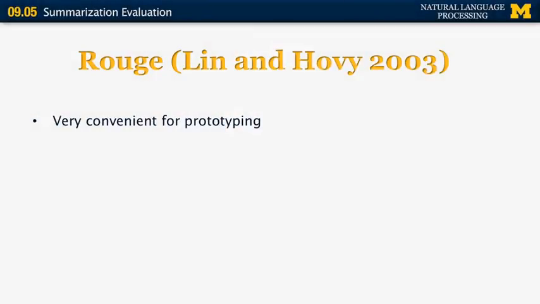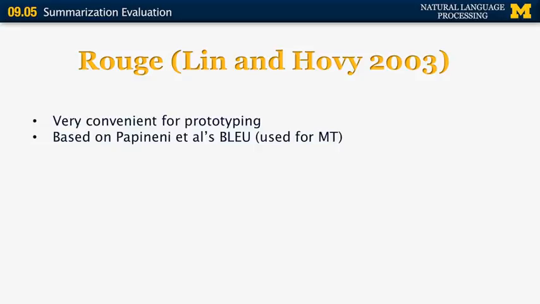So another technique used in summary evaluation is Rouge. Rouge was introduced by Chin-Yew Lin and Eduard Hovy in 2003. It's an automatic metric that's very easy to prototype. Even though it has a number of flaws, it has been widely adopted by the summarization community because it's very convenient and easy to prototype. It's based on Papineni's 2002 paper on BLEU, which is another content-based metric used for machine translation.